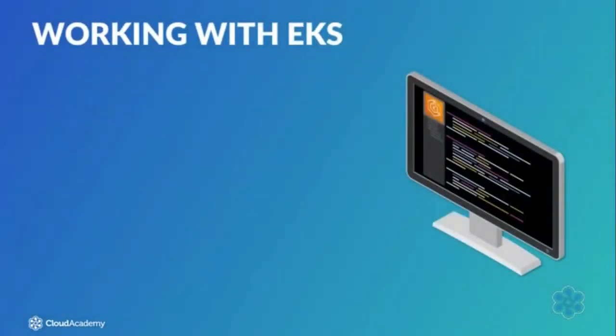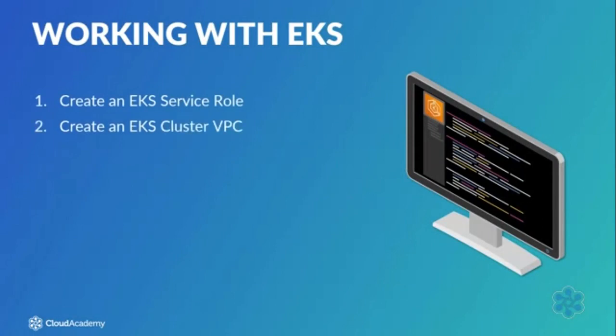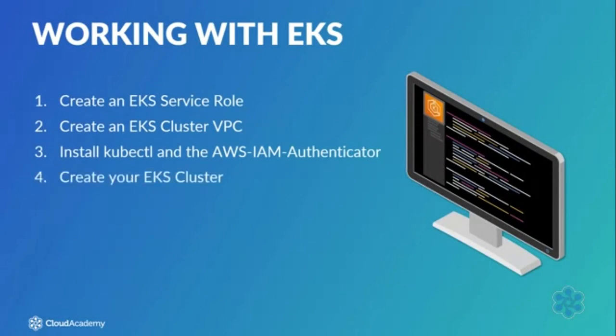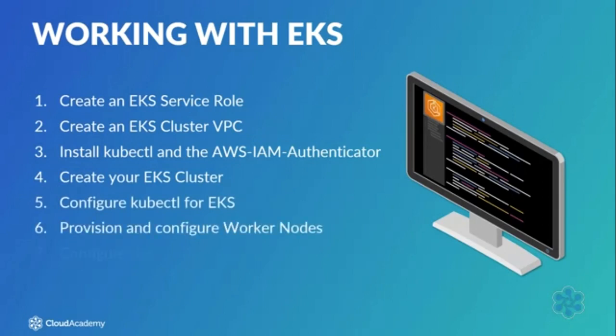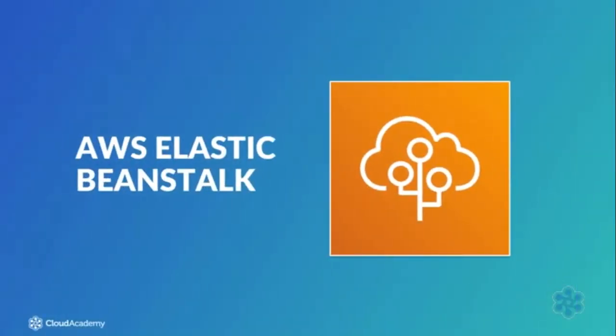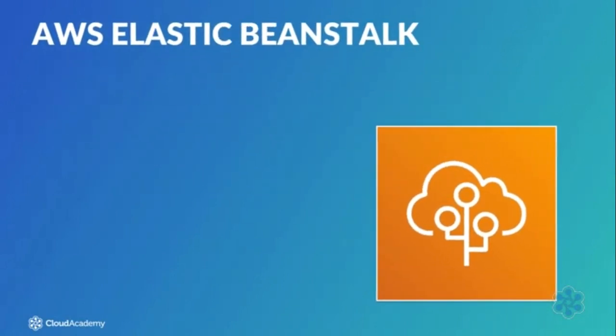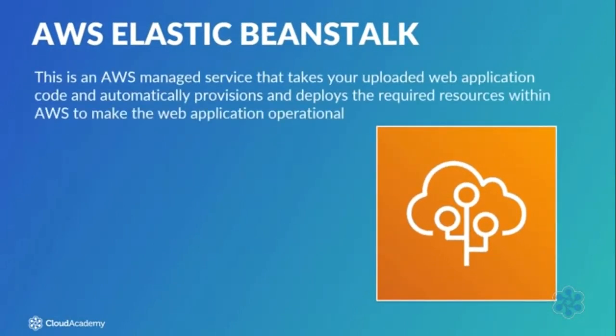To get started with EKS, you must perform the following steps. Create an EKS service role, create an EKS cluster VPC, install the kubectl and the AWS IAM Authenticator, create your EKS cluster, configure kubectl for EKS, provision and configure worker nodes, and configure the worker node to join the EKS cluster.